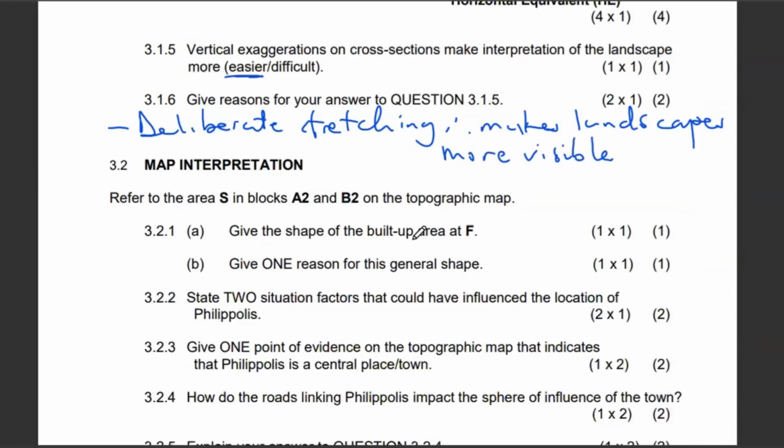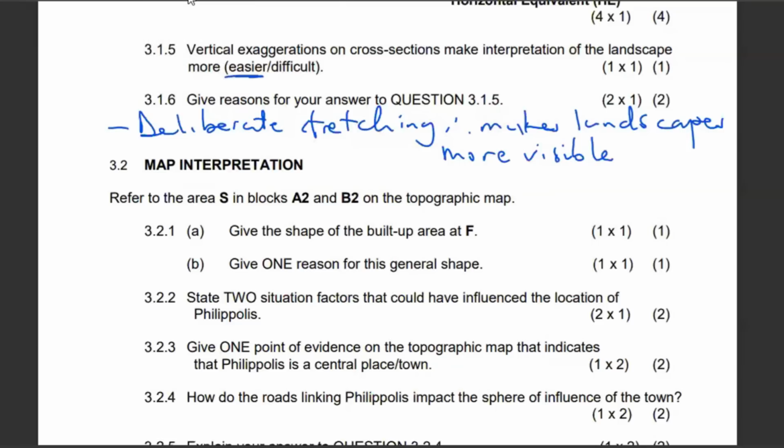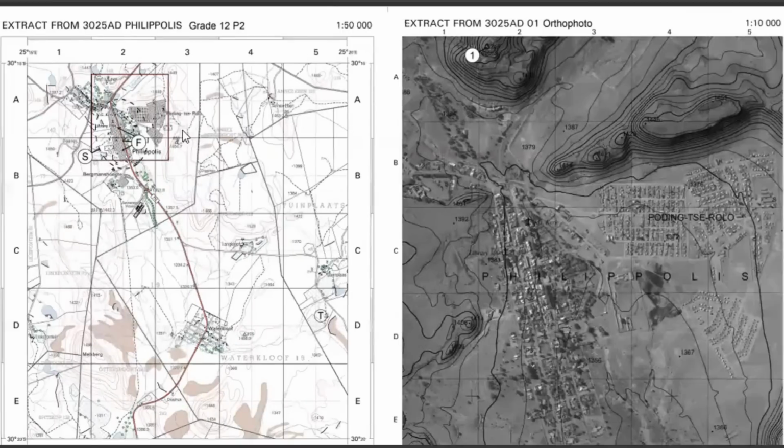Refer to the area asked in block A2 and B2 on the topographic map. Give the shape of the built-up area. Let's try to see if the area is visible on the map. We are referring to the topographic map, and we want to look at the shape of the built-up area in blocks A2, B2. Block A2 and B2 on this area here.